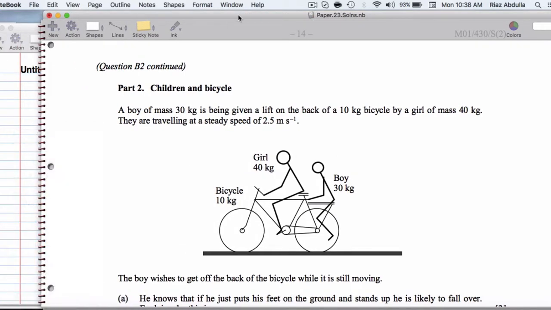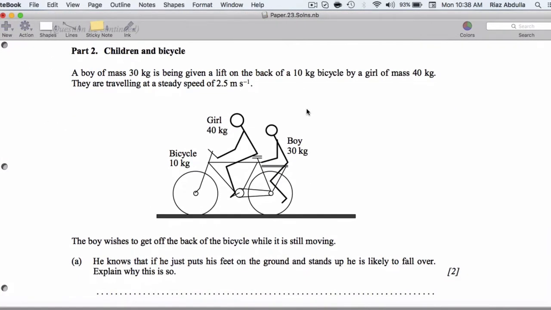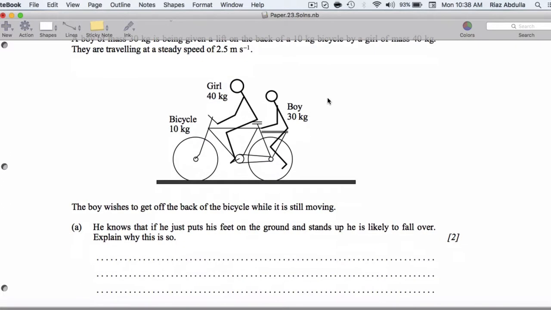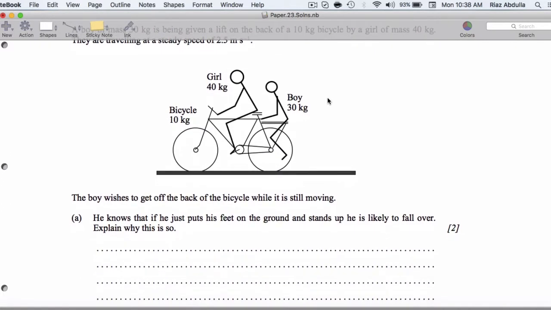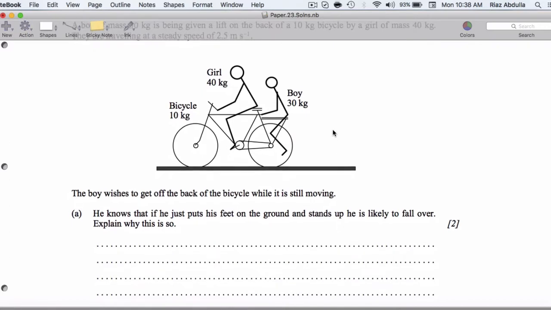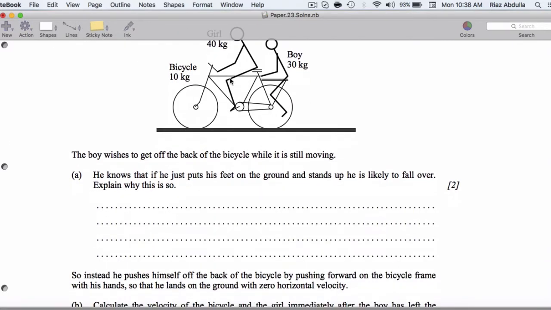So, a girl and a boy on a bicycle, it's so cute. The boy wishes to get off the back of the bicycle while it's still moving. He knows that if he just puts his feet on the ground and stands up, he's likely to fall over. Why is this so? There is actually a real reason for this, and it is based on the first of Newton's laws.